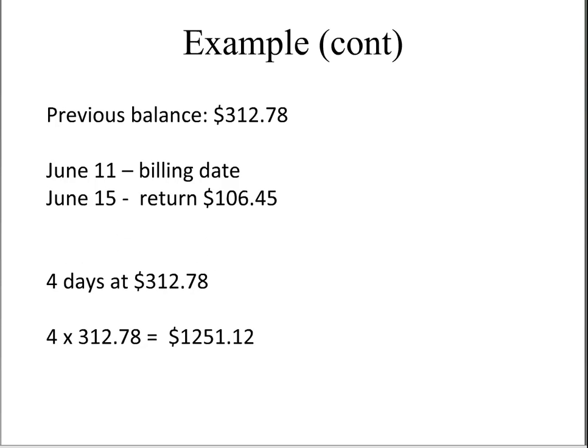So I'm going to break it down piece by piece so you can see how we come up with our numbers. From June 11th until June 15th, each day we carried a balance of $312.78. That's 4 days, so I'm going to multiply 4 times 312.78. I get $1,251.12.